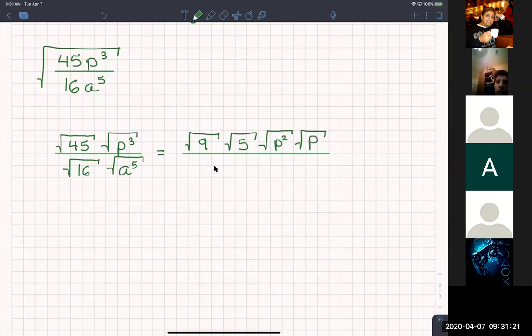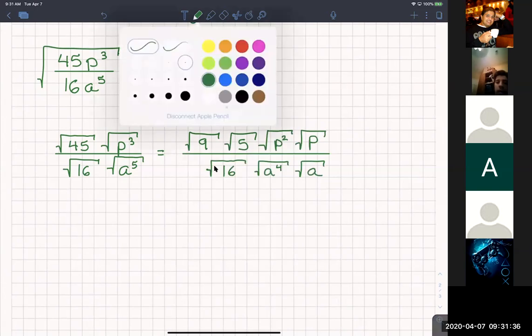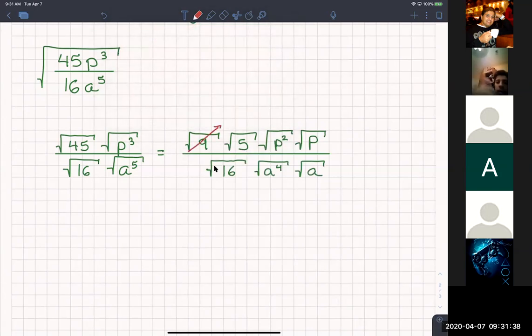Okay, now 16 is already a perfect square, so I'll keep it as it is. How do I separate a to the fifth? A to the fourth and square root of a. Okay, good. Now, square root of 9 changes to? 3. Okay, p squared changes to? P. Okay, 16 changes to 4.